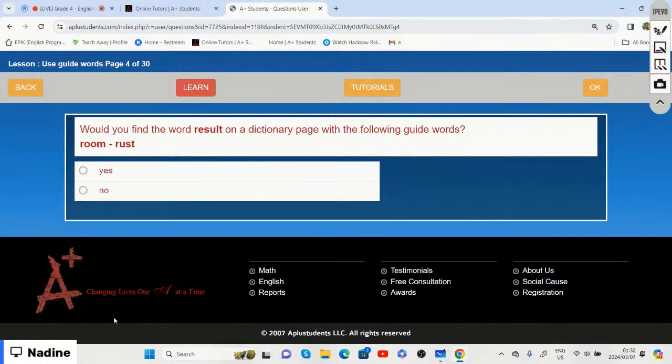So we need to find the word result on a dictionary page with the following guide words: room and rust. Room and rust. Would we find the dictionary word between the guide words of room and rust?